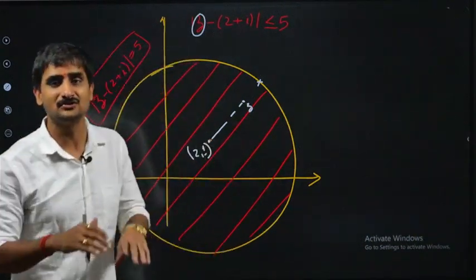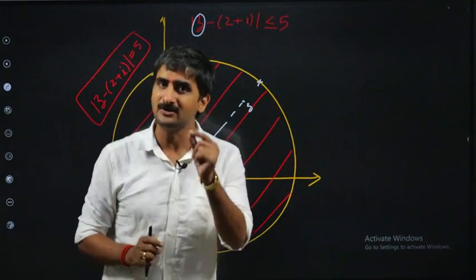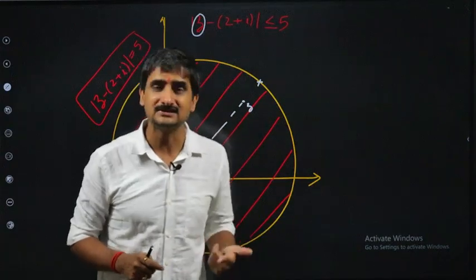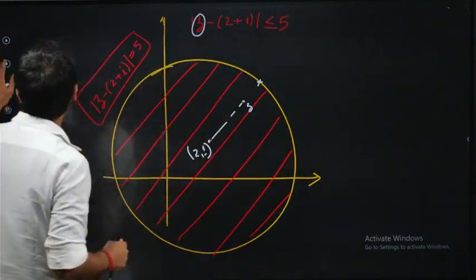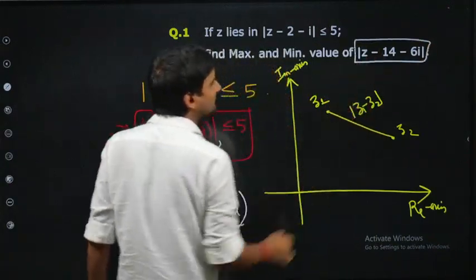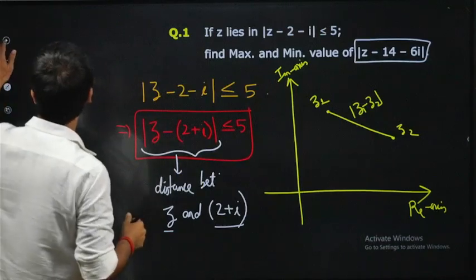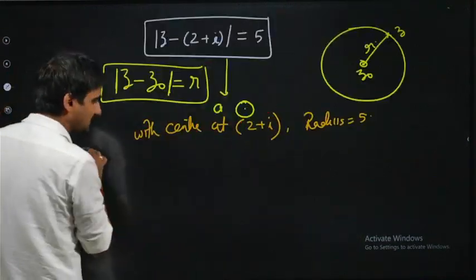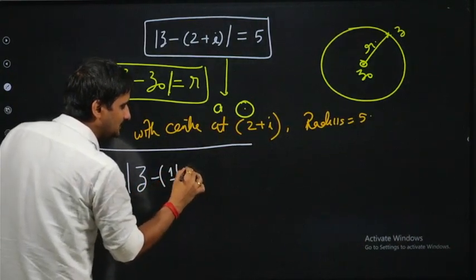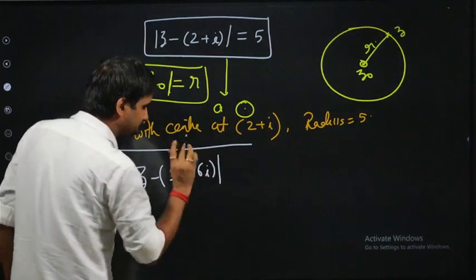Okay, so this is how we analyze inequality geometrically. For that you should always draw the corresponding curve for equality, and then you can very quickly analyze the inequality like this. Okay, so that's it. Now what do we need? We need the maximum and minimum value of mod of z minus 14 minus 6 iota. So let me write it here. Again, mod of z, I will take minus common, 14 plus 6 iota.